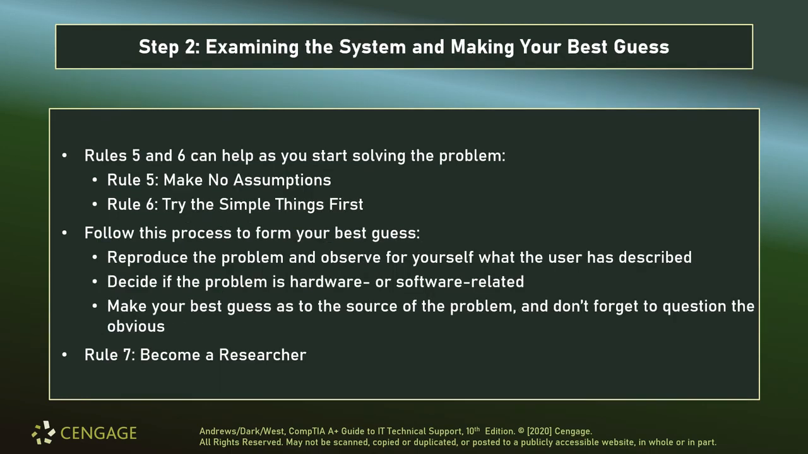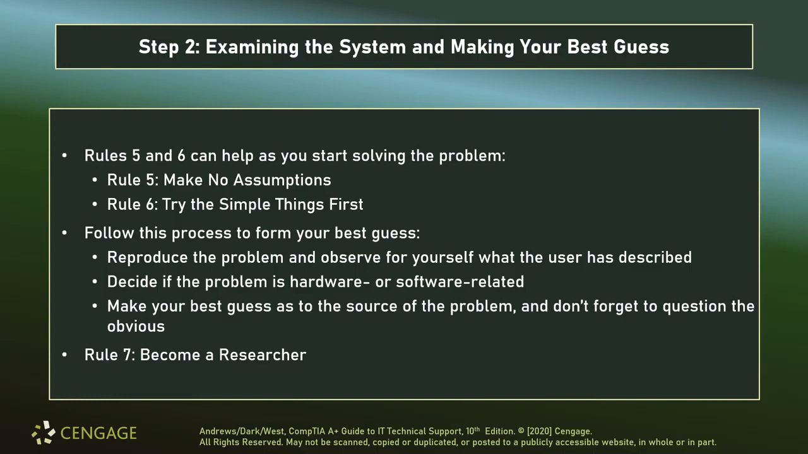Rules 5 and 6 help you as you start solving the problem. Again, making no assumptions. We don't want to try and get ahead of ourselves in terms of problem solving. We don't want to eliminate possibilities before we have the evidence to do so. And again, we want to escalate slowly and try the simple stuff first. Reproduce the problem, observe for yourself what the user describes, and try and isolate whether it's a hardware or software-based interaction. Make your best guess as to the source of the problem and question the obvious. Let's look at, is it something as simple as caps lock got left on or something similar?